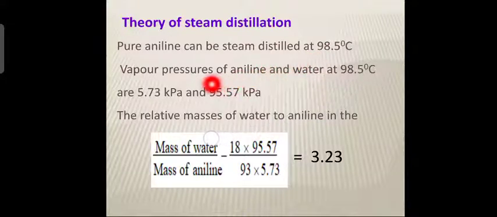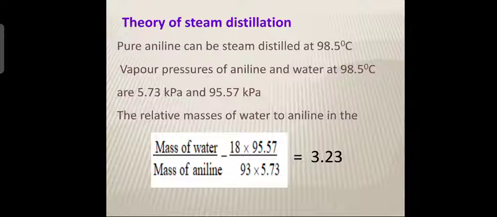The vapor pressures of aniline and water at 98.5 degrees Celsius are 5.73 kilopascal and 95.57 kilopascal. What is the ratio of the mass of water to aniline? That is equal to 18 into 95.57 divided by 93 into 5.7, which is equal to 3.23.